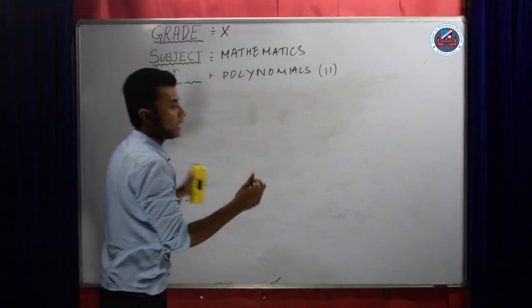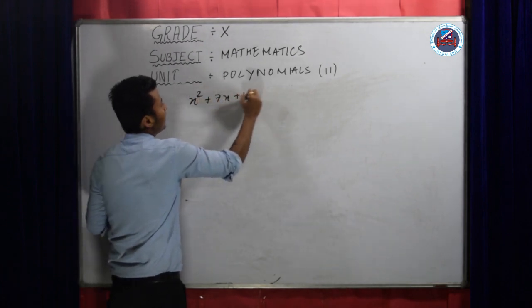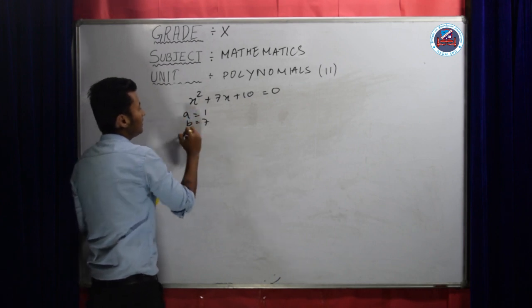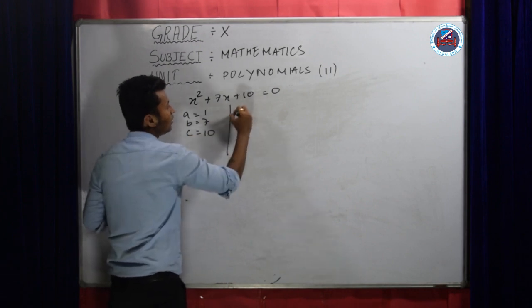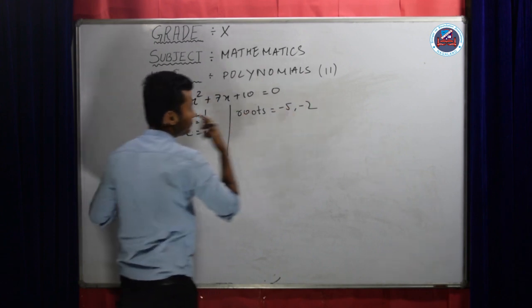I'll write down the equation again. x squared plus 7x plus 10 equals 0. A was 1, B was 7, C was 10. Okay? What are the roots I got? Roots I got are minus 5 and minus 2.